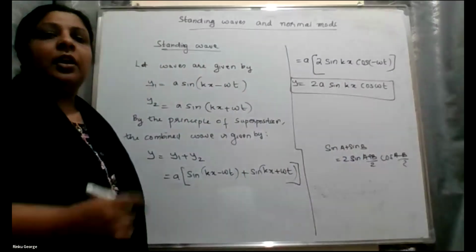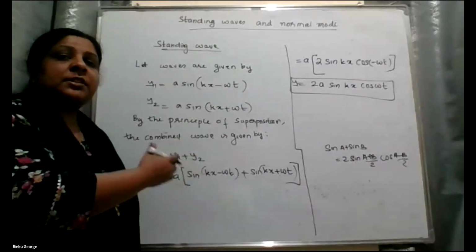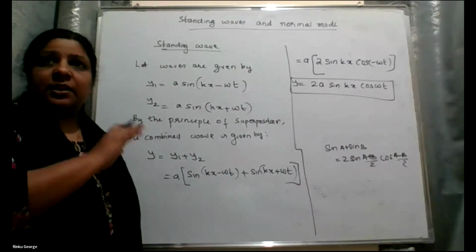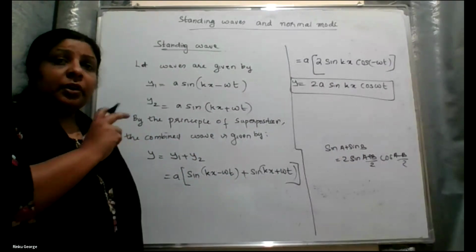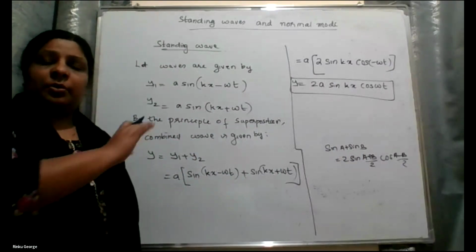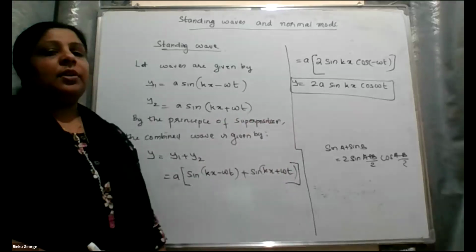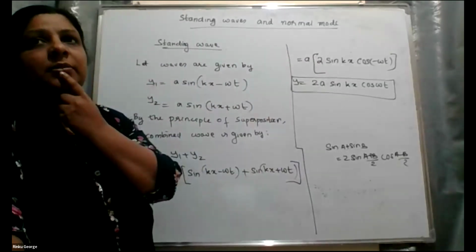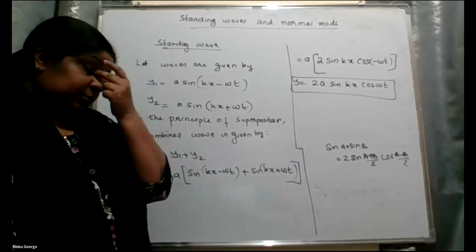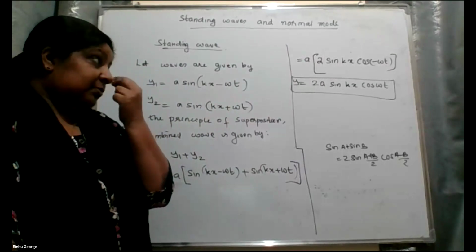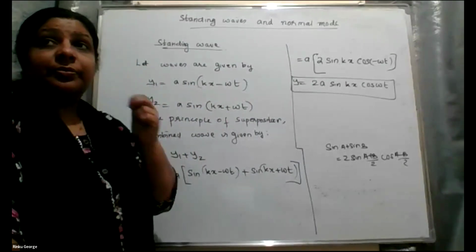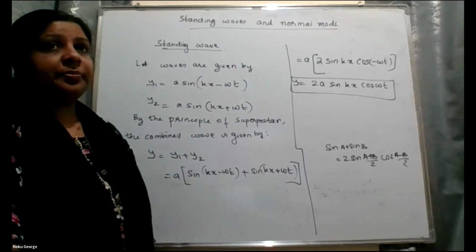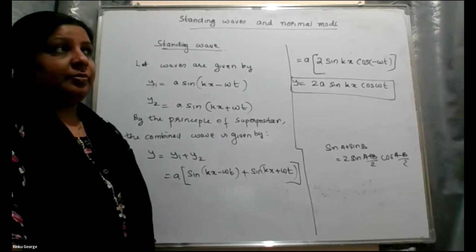Understood? Okay. When a wave in the positive x-axis direction undergoes superposition with a wave in the negative x-axis direction, a standing wave is produced, and this is the equation for a standing wave. Now tell me, what will be the amplitude of this wave? What will be the amplitude part? Just 2A.